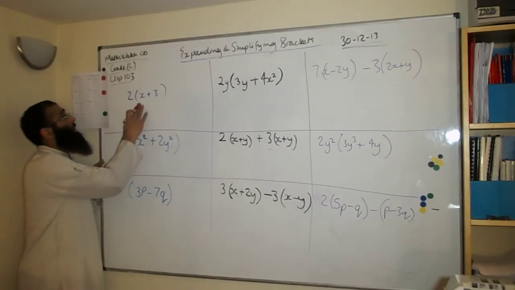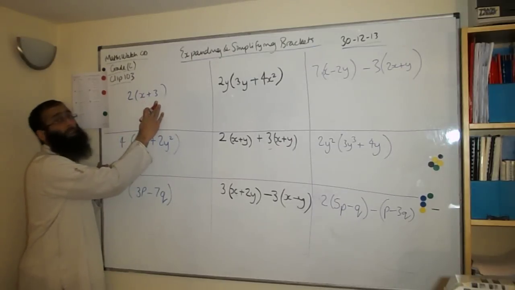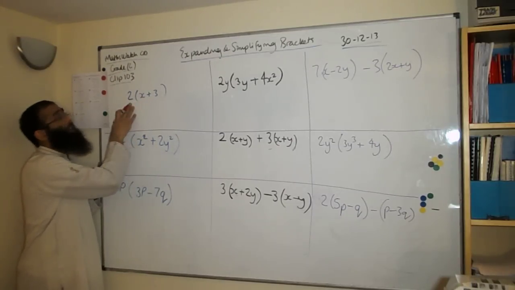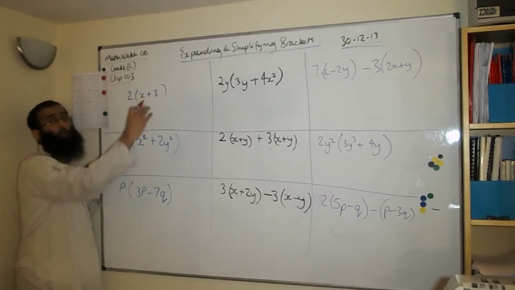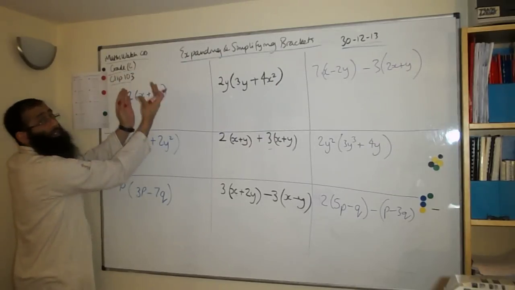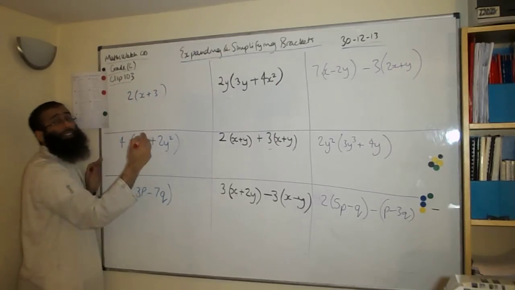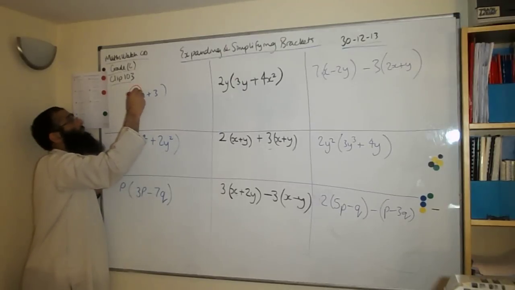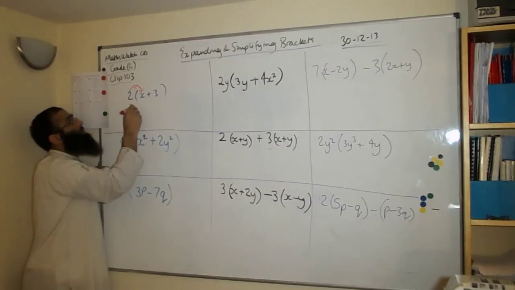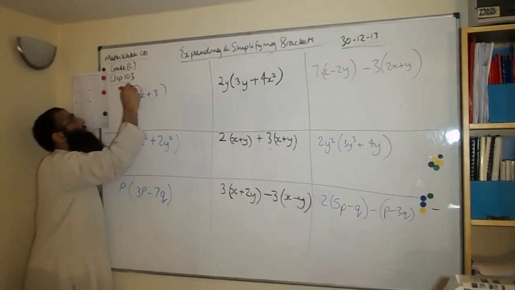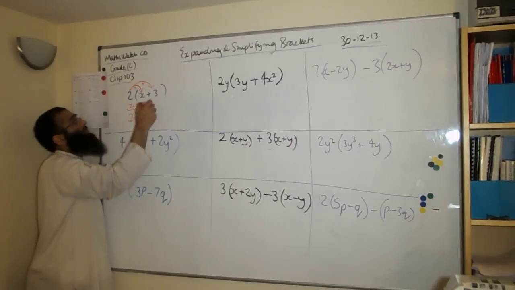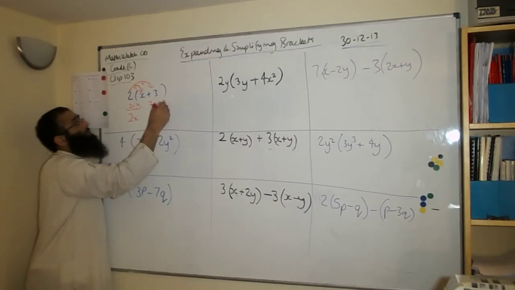Now, inside the brackets we have x add 3, and that's going to be multiplied by 2 on the outside. That 2 is the multiplier. X plus 3 is being imprisoned by the brackets and we need to expand it. So we start with the 2 and multiply it by the x. 2 times x gives us 2x. And then we have 2 times the plus 3.